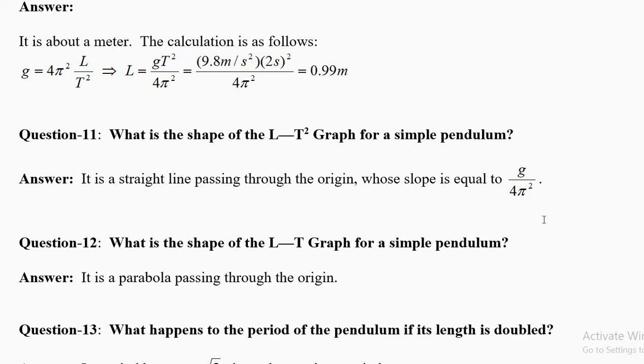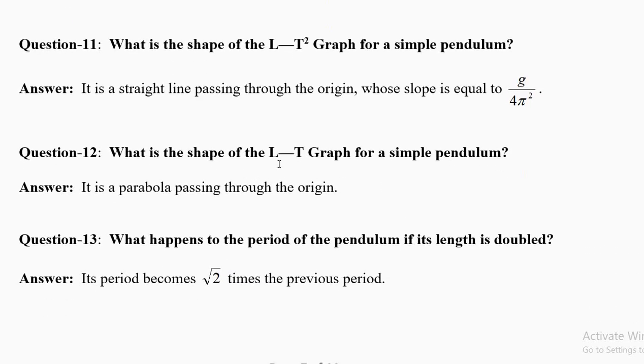The straight line is known by the slope and one point. The one point is (0, 0), and the slope is g by 4π². Calculate this. It is 0.246 or 0.24. Do your calculations.